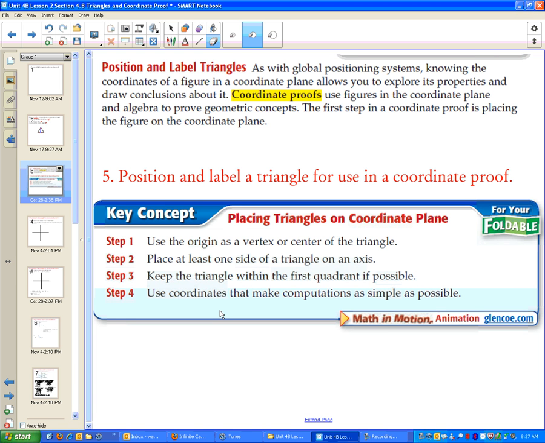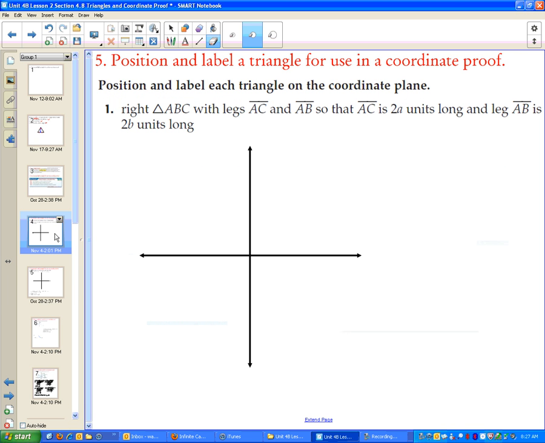Now, can all 4 of these little guidelines be used at the same time? Not often. These are just ideas, okay? There are no hard and fast rules on where you have to put a triangle on a coordinate plane to make a coordinate proof. But these are some ideas that will help us. So, let's do a couple of examples. I'm on page 304. We'll start with number 1.